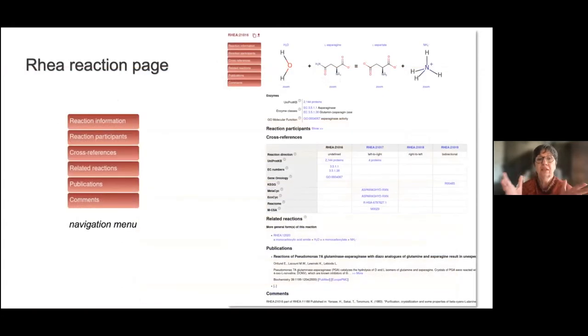So here is an example of a reaction page. To help you navigate, we provide a navigation menu on the left that helps you go directly to one section. All the sections present in a reaction page are the reaction information, the reaction participants, the cross-references, the related reactions, the publications, and the comments.